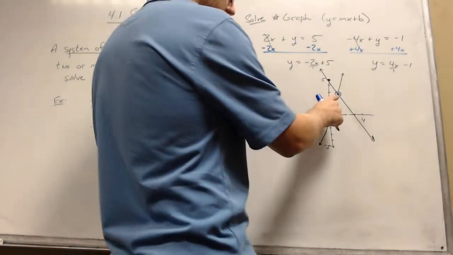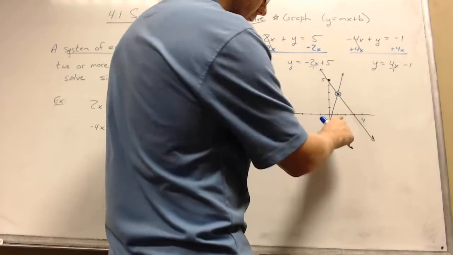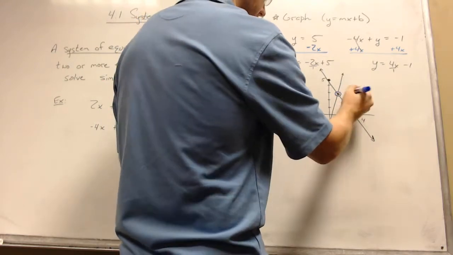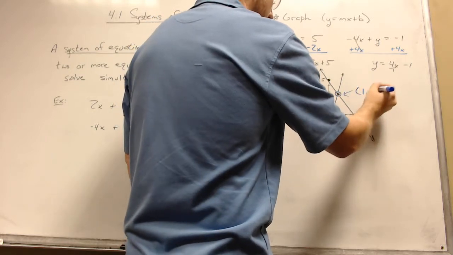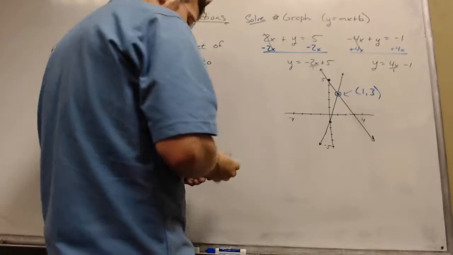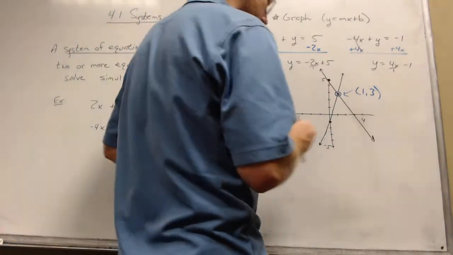Once we have both drawn, we can find the coordinates of that. It looks like it's at x is 1 and y is 3, so this point, (1, 3). That is our solution.